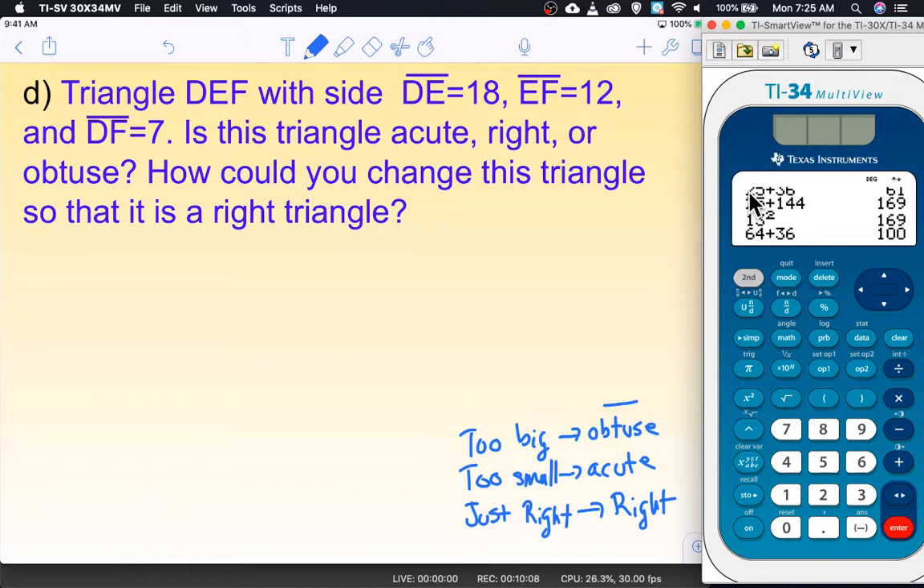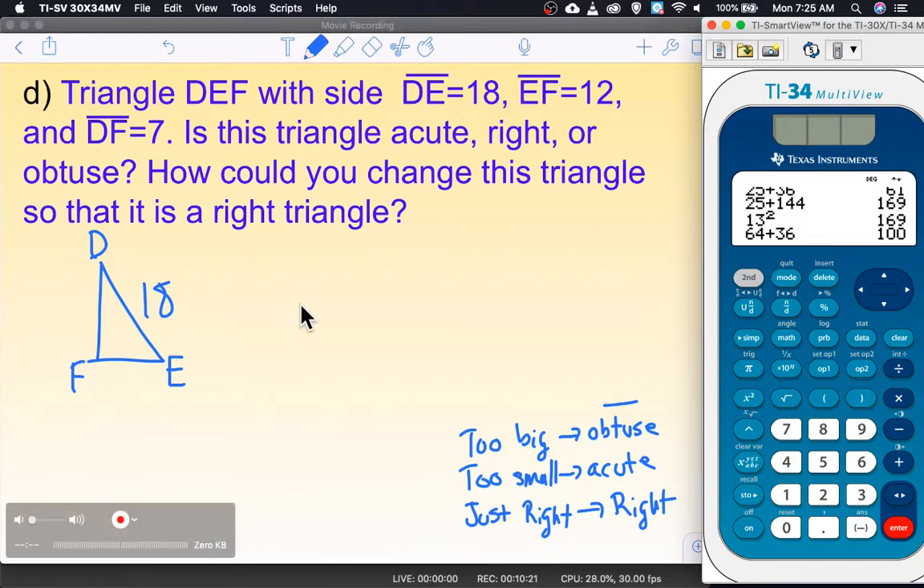All right, so the longest side is over there, so I'm just going to call this side D, E. That would make him an F. So DE is 18, EF is now 12, and DF is now 7. Again, I draw the right angle box down there, but I don't know if it's actually a right angle. I'm putting it there so I know that the one opposite is the hypotenuse. That's the longest side.